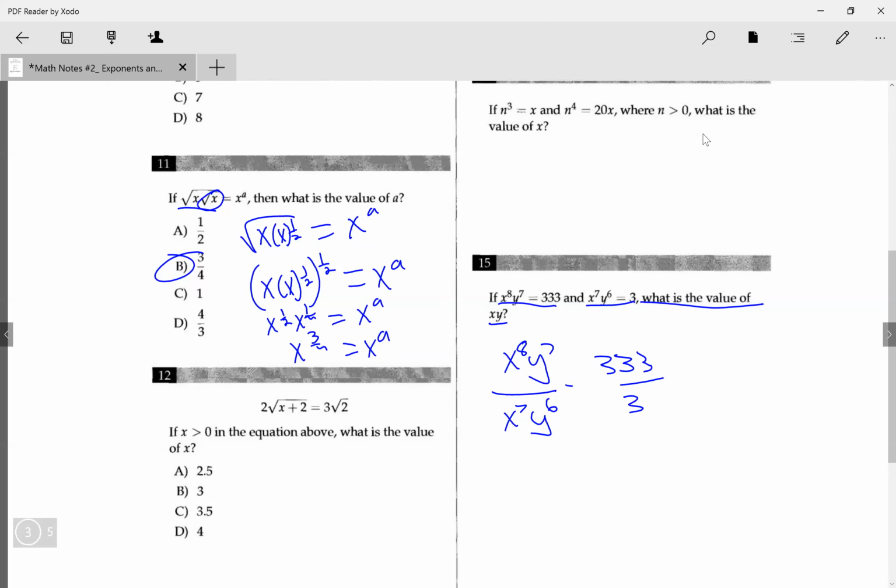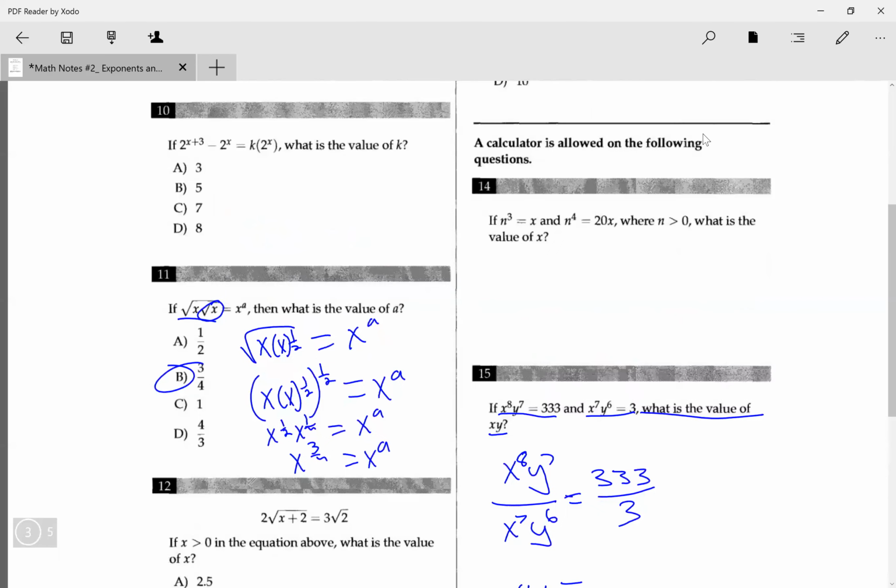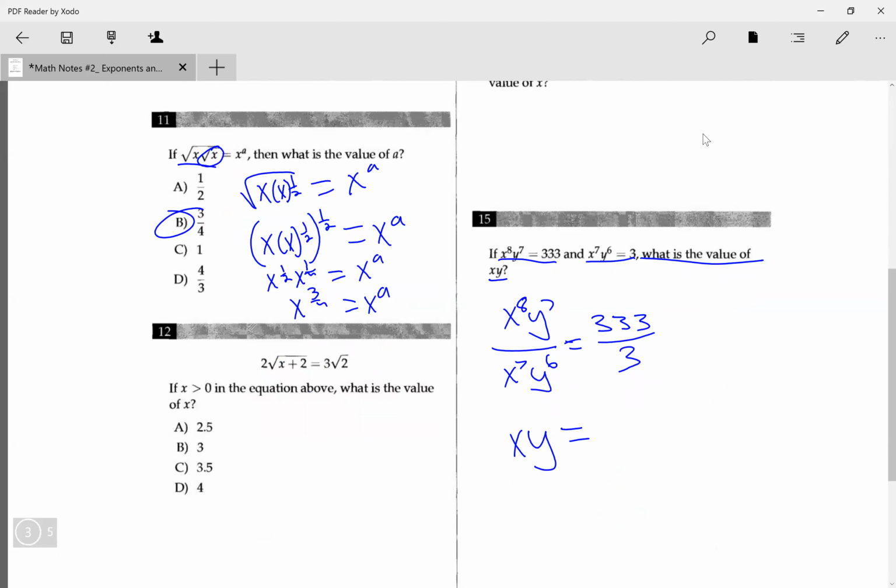Sorry, let me just make this a little bit cleaner. Equals 333 over 3. Okay, now I can subtract these exponents. So 8 minus 7, 1, so x. 7 minus 6, 1, y. So xy equals 333 divided by 3. Just like for these two problems, you can use the calculator, but hopefully you want to do this in your head. This would just be 111. So xy is equal to 111. That's your answer.